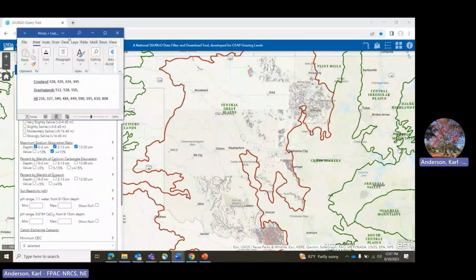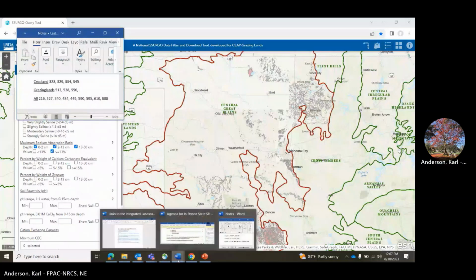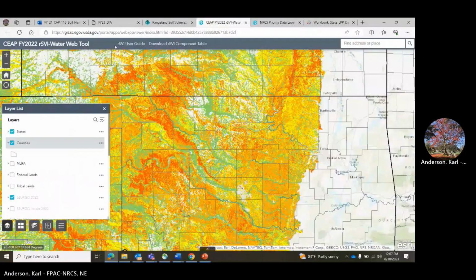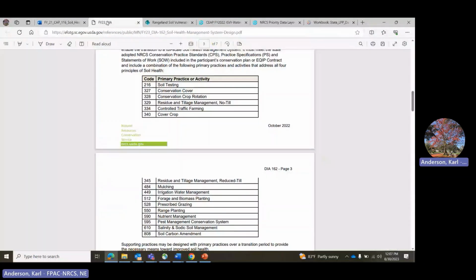TSPs are really not looking at some of these other practices that are going to be affected most by, basically, as you can see through here, salinity and sodic soil management are not going to be a priority.